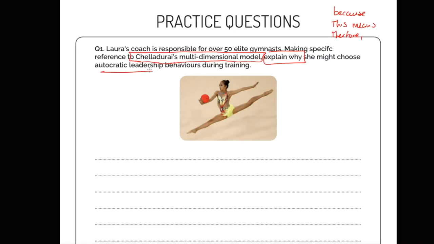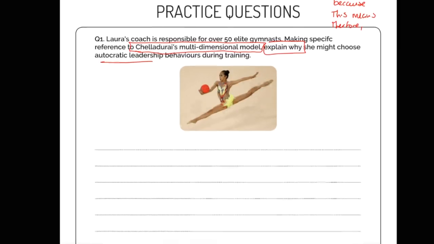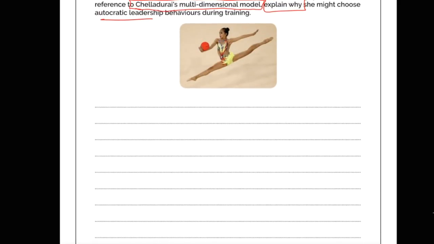Explain why she might choose an autocratic leadership behaviour. She might choose autocratic leadership behaviours during training. So what are the reasons why she might choose autocracy according to Shaladri? That's the question. So let's have a look. And I do want to give examples in my answer here as well, because it's specifically related to Laura's coach, so I should include Laura's coach in my answer.